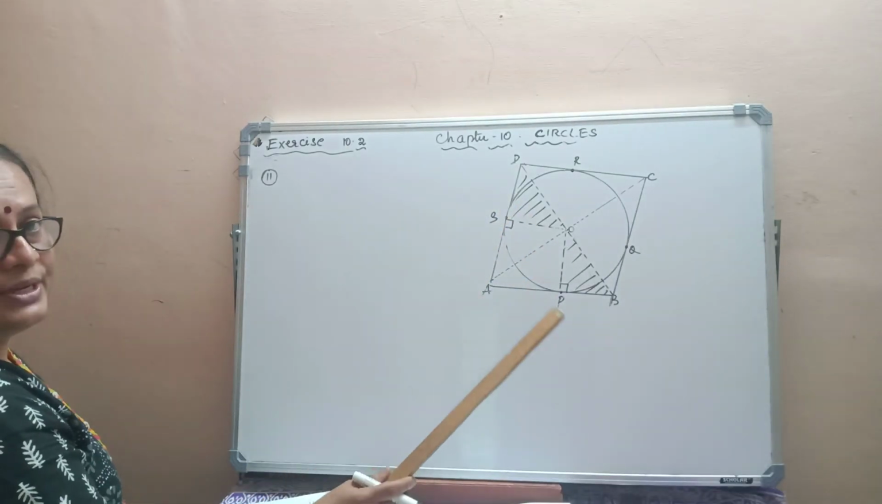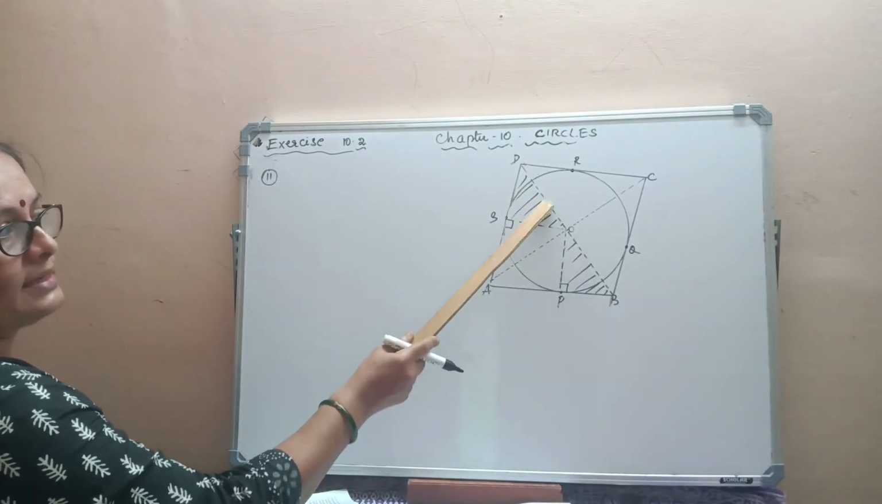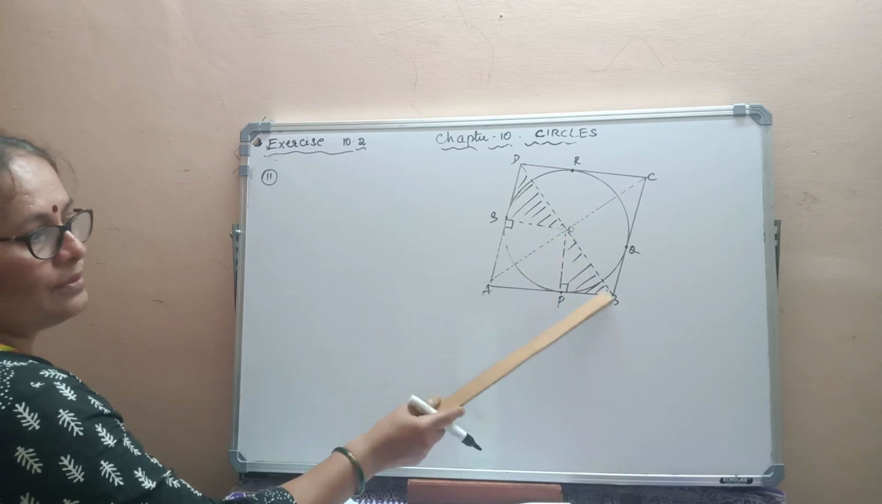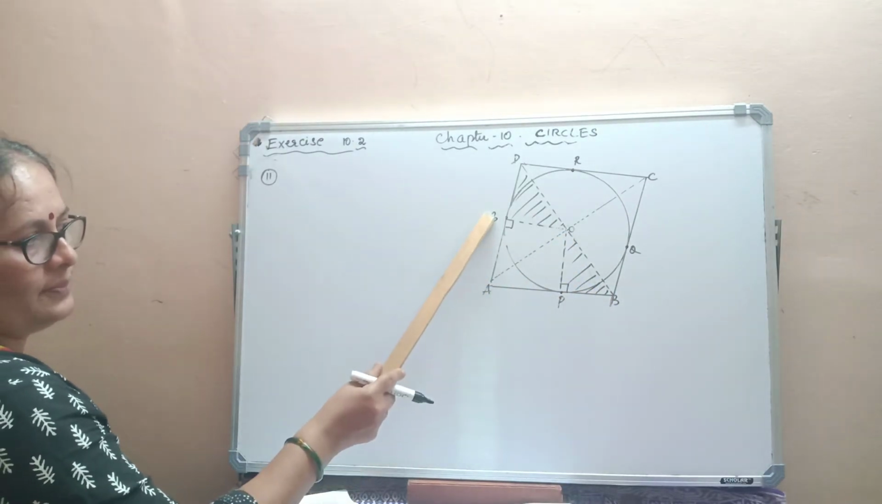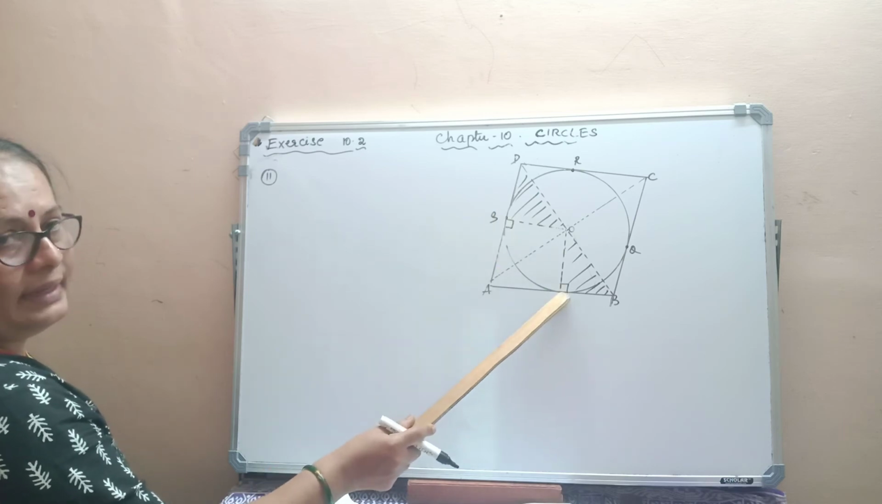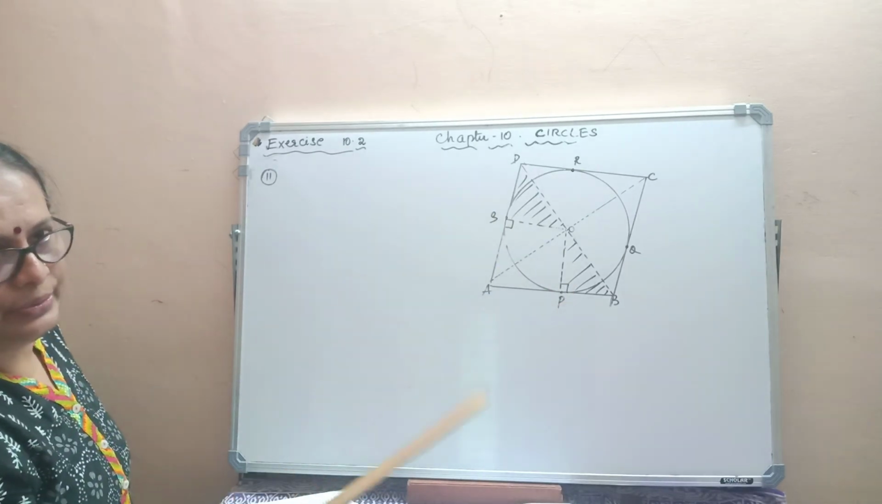Using parallelogram conditions we proved. Which condition we used here? Diagonals bisect each other. That is DO equals OB. Rest of the part is same. That is AP equals AS, and angle S and P are 90 degree. RHS congruence.